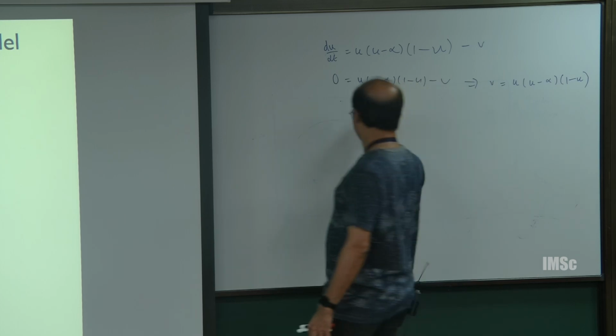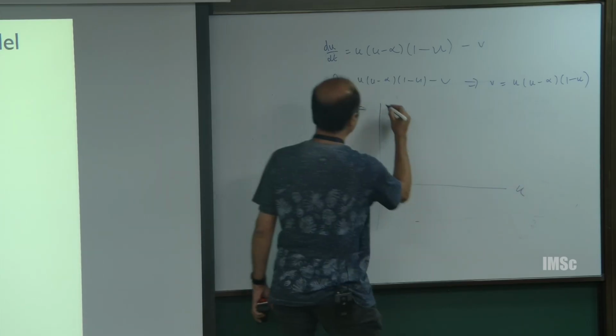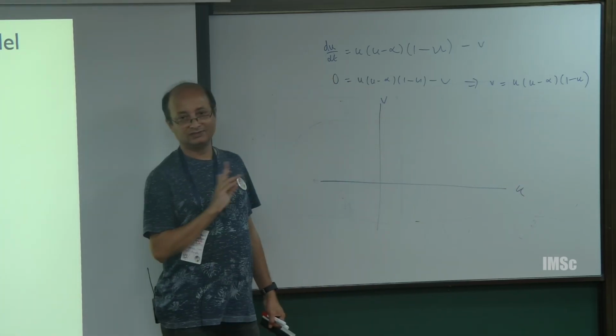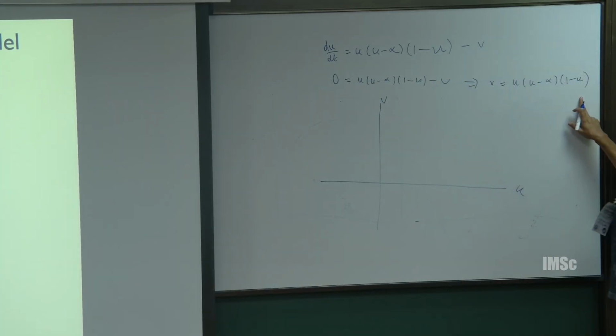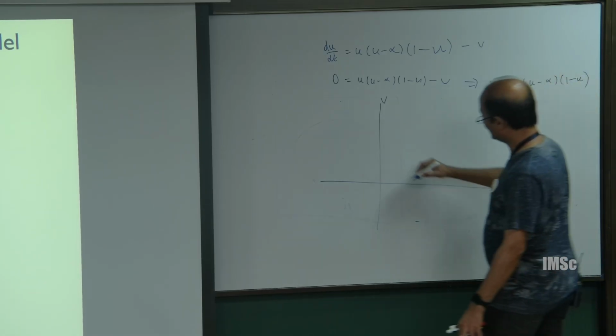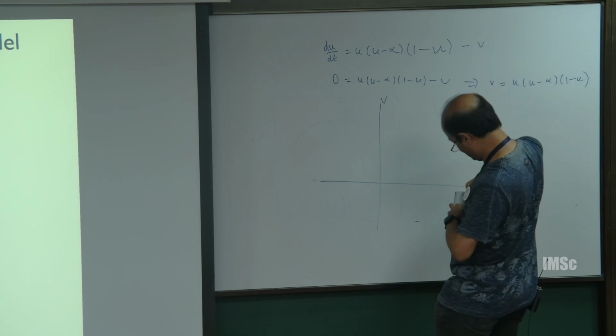Now I can go back to my phase space. This is u, this is v, my two phase space coordinates, my two variables. So how will this curve look? v equals u times (u minus alpha) times (1 minus u). What is it? It's a cubic polynomial, right? So let me plot it using red.